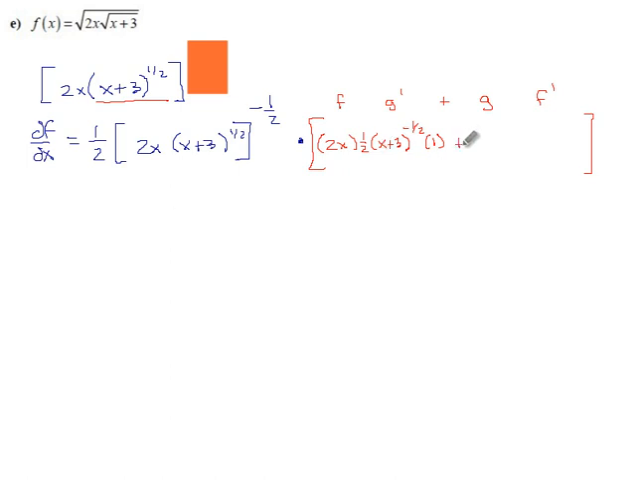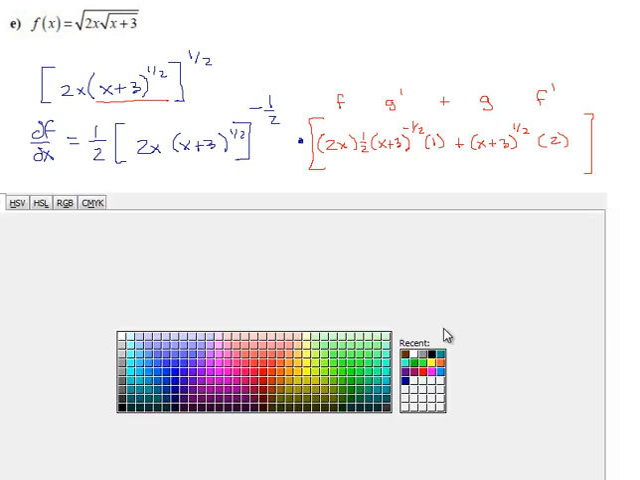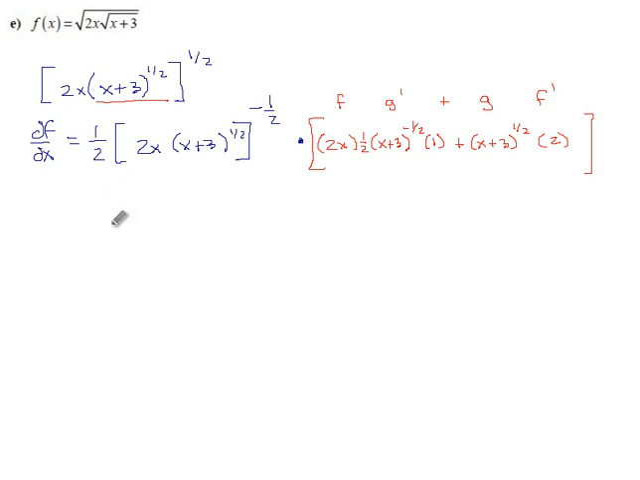Now, according to my notes here, we do g, which is x plus 3 to the half, and f prime, the derivative of 2x, which is just the number 2. Okay. There it is. The calculus is done, and now it's just a matter of cleaning up.